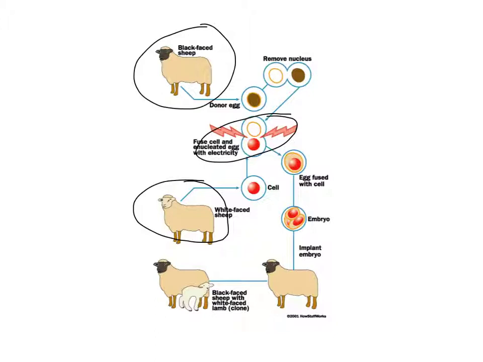You can then implant that embryo into a surrogate sheep. That surrogate sheep, after the gestation period, will eventually end up giving birth to a clone of the white-faced sheep. It's a clone of the white-faced sheep because that's where we got the DNA from. The DNA was found within the cell donated by the white-faced sheep.